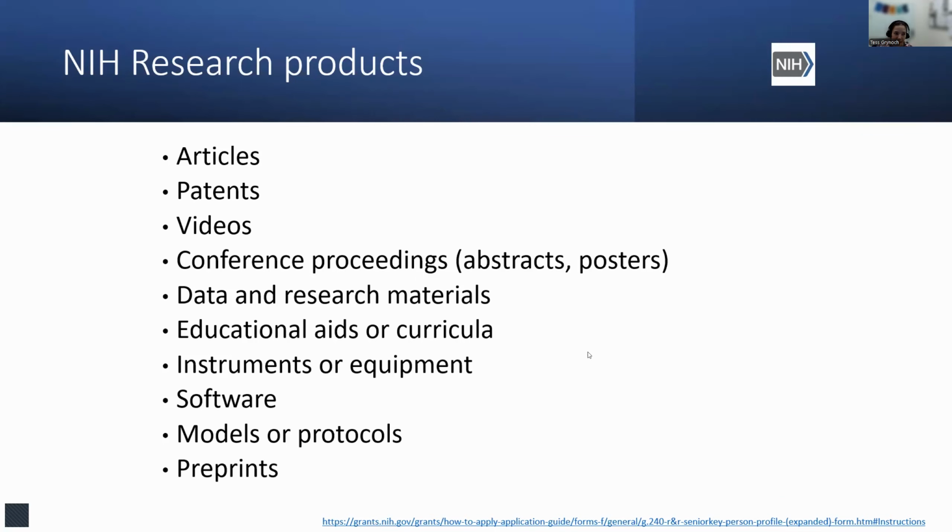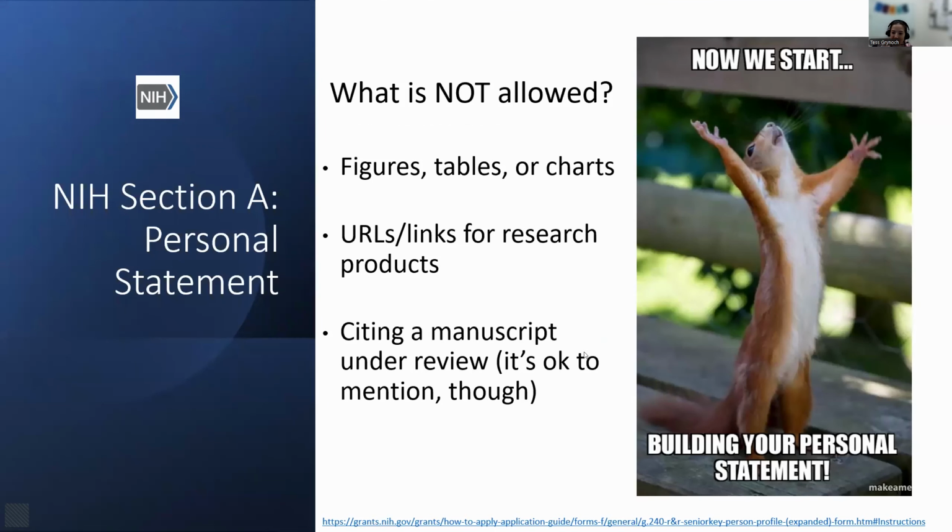What's not allowed in a personal statement are figures and tables, charts, URLs and links from research products, and citing a manuscript that's under review. It's okay to mention it in the textual section, but it can't be one of your citations. And these things are not allowed anywhere in your biosketch, the exception being you can have a link to your full My Bibliography in Section C, which we will cover.